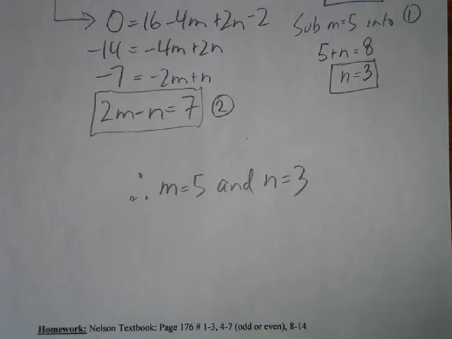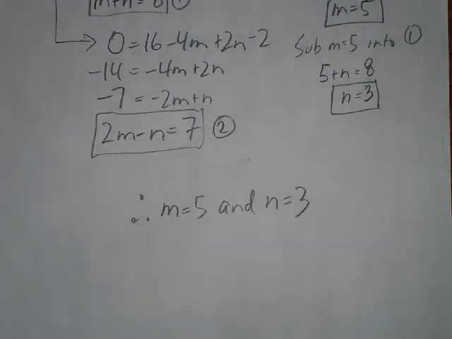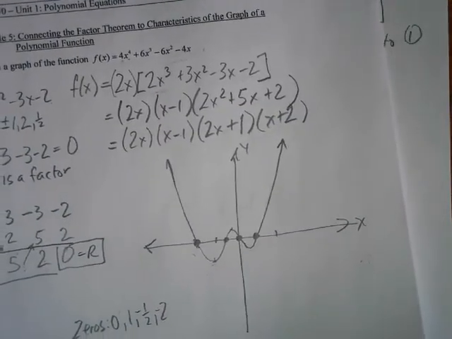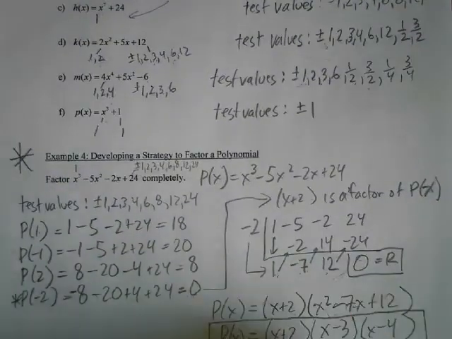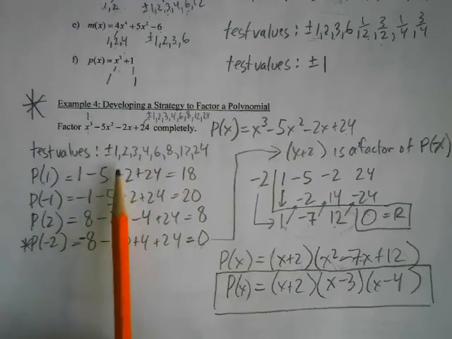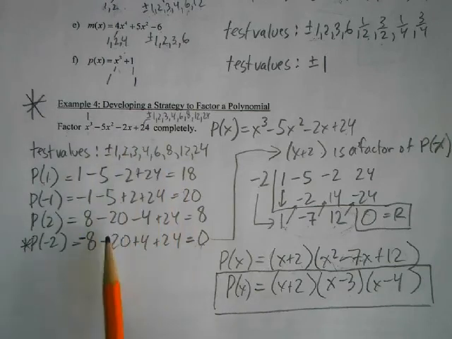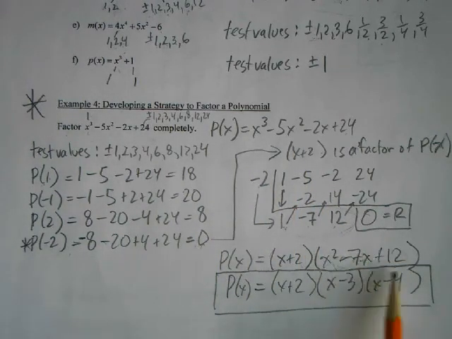Everything we've looked at has been kind of leading us towards this type of question, especially the question, where is it? Question number, oh, here it is. Example number 4. This is a very typical question where you'd just start with a function, get the test values, figure out which ones lead to a factor. Once you've got a factor, you divide out, and then you find the other factor, and hopefully you can factor that if it's a quadratic.